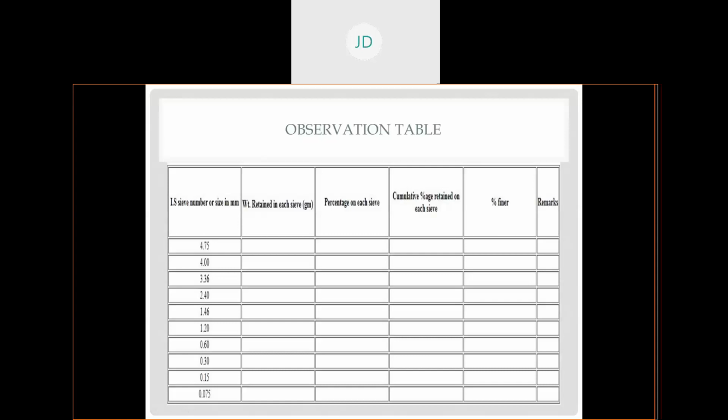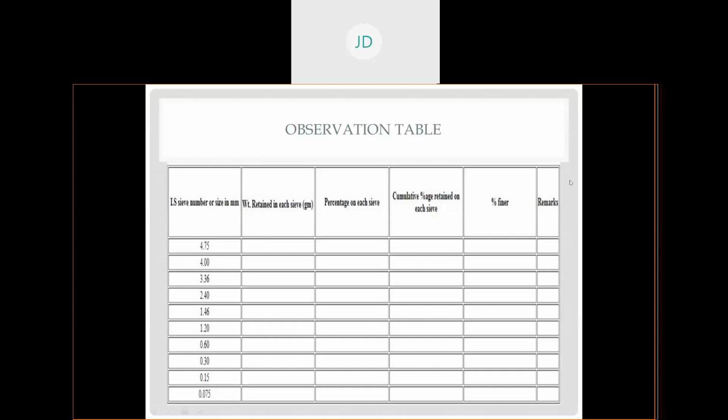And the smallest sieve is fixed. It is 0.075 millimeter or 75 micron. It is the smallest sieve size. So if somebody asks you what the smallest sieve size is, you can answer this: the 75 micron sieve is the smallest sieve size. 0.075 millimeter is the smallest sieve size.